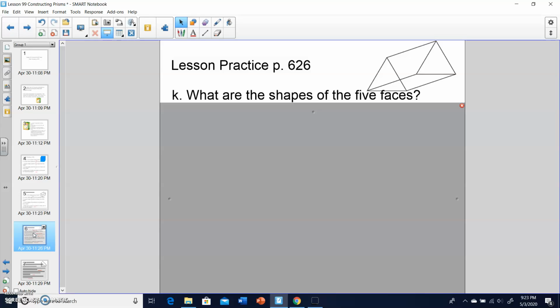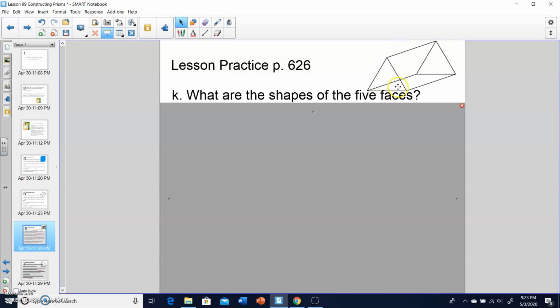Moving on to the next section. This one starts at the bottom and then moves to the top of the next page. What are the shapes? This time we have a triangular prism, so we're switching slightly. What are the shapes of the 5 faces? Okay, well, look carefully and take each face one at a time.